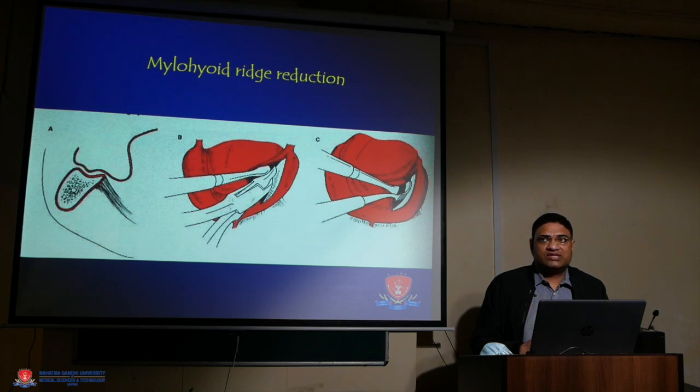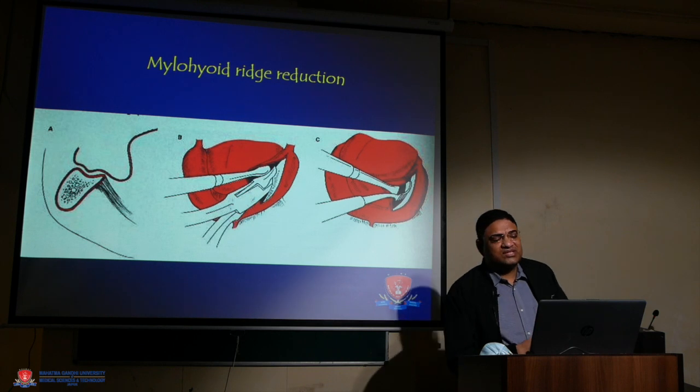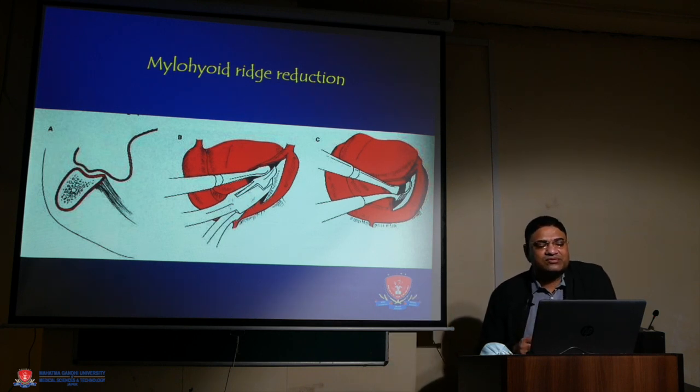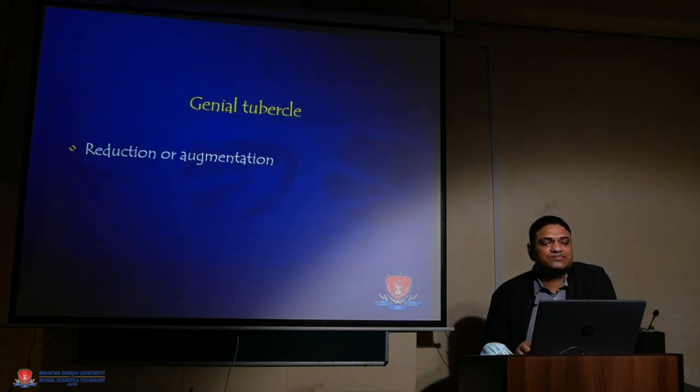So we have to give a linear incision on the ridge, then we reflect the tissue on the lingual side and reach the mylohyoid ridge, and we have to remove the muscle attachment from the mylohyoid ridge. Then with the help of a bone file or rotary instrument we have to contour the mylohyoid ridge for the adaptation of the prosthesis on the lingual side.